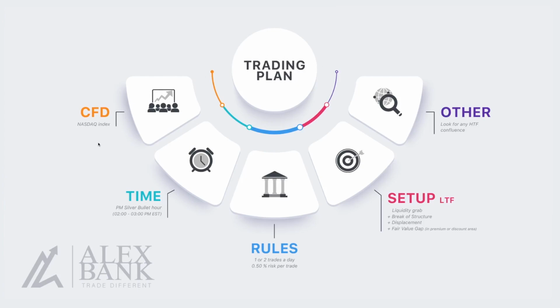I will trade the Nasdaq index only during the PM silver bullet hour, which is between 2 and 3 PM Eastern time. I will be risking 0.50% in each trade and I will take maximum 2 trades a day.